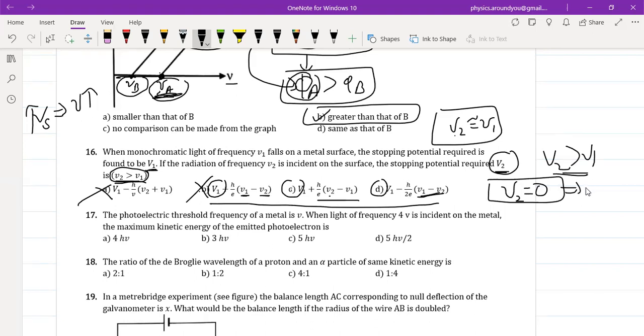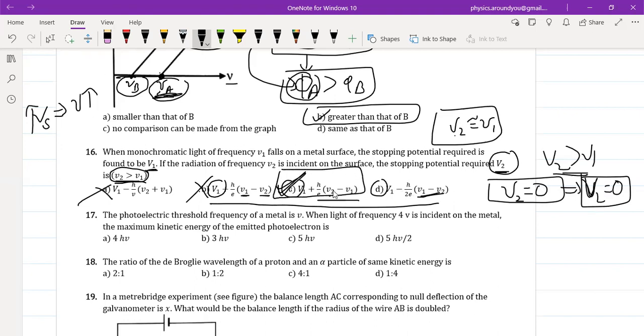I'm not shining any light. If nu2 is 0, then emission is not happening, so V2 should be 0. If nu2 is 0, V2 should be 0. So if I put nu2 as 0 in between C and D, where will I get 0 as the option? Only in C, I will get 0 as the option.